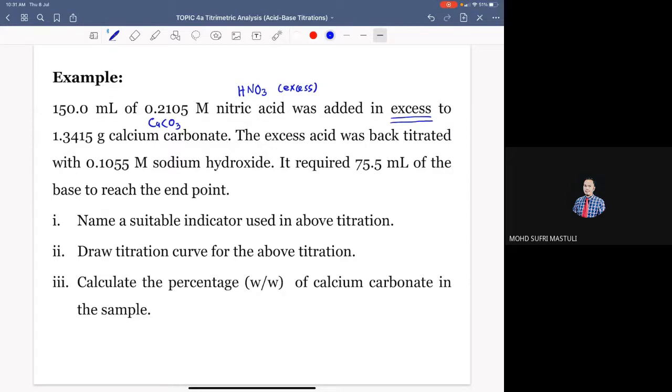The excess acid was back titrated. It's mentioned here. Back titration with 0.1055 molarity of sodium hydroxide. It required 75.5 ml of the base to reach the equivalent point. So this one is a strong acid. This one is a strong base.